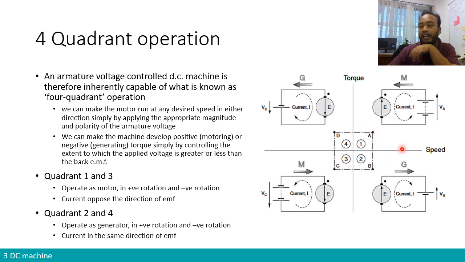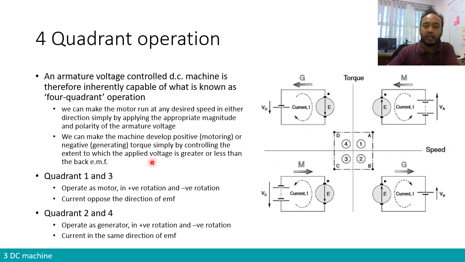But if we look at the current in this motor, it is basically in opposite to the back EMF. But now in generator, the current is in the same direction as the back EMF. Why? It is because the back EMF is higher than the voltage supplied. Therefore, the current is going to recirculate back into the voltage supply. The same happens in quadrant 4, but instead of having direction of rotation in positive direction, now it has a speed in negative direction.